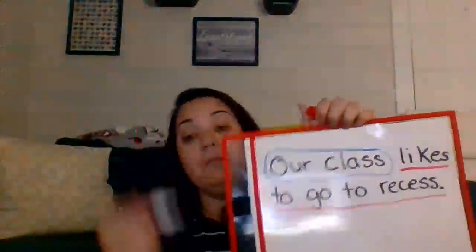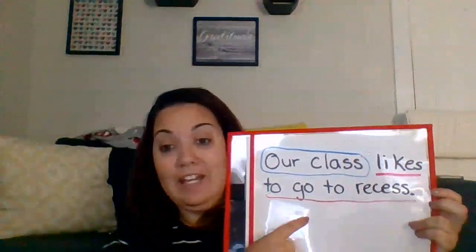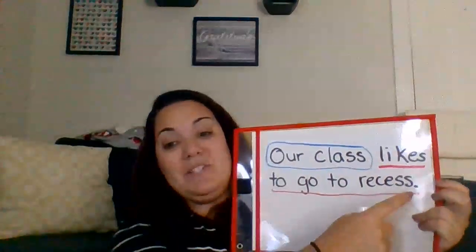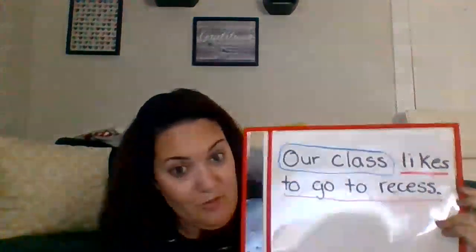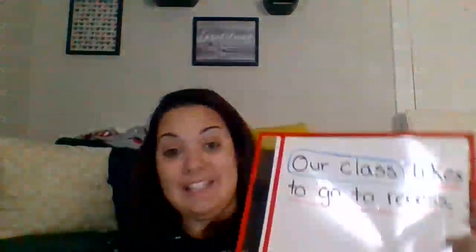That means this is a complete sentence. It tells a complete thought. It has a subject and it has a predicate. And even better, it starts with a capital letter and ends with punctuation. We always have to remember that in our sentences. So our class likes to go to recess is a complete sentence. Let's try another one.